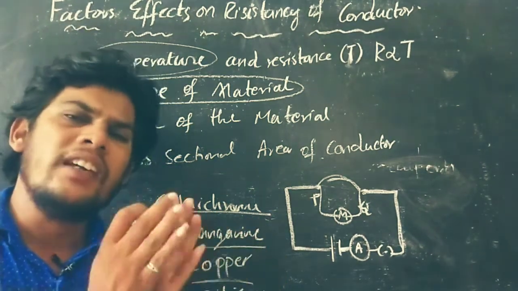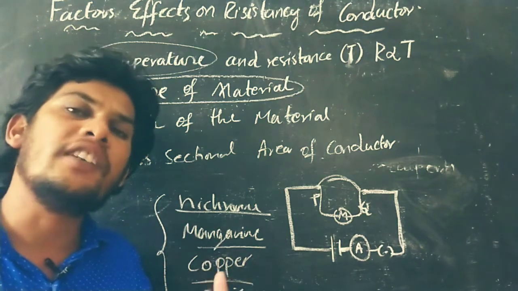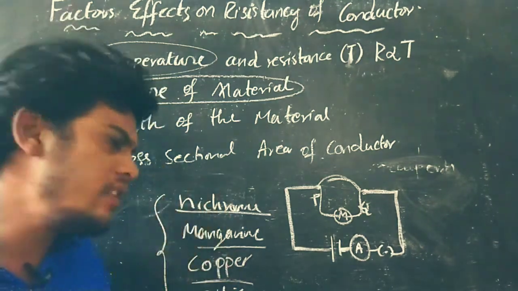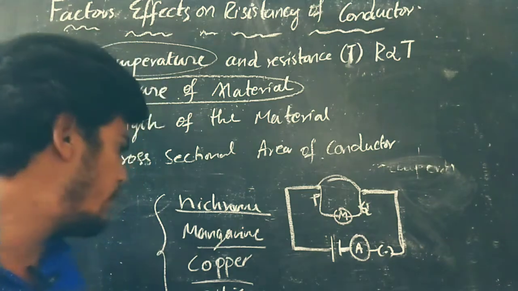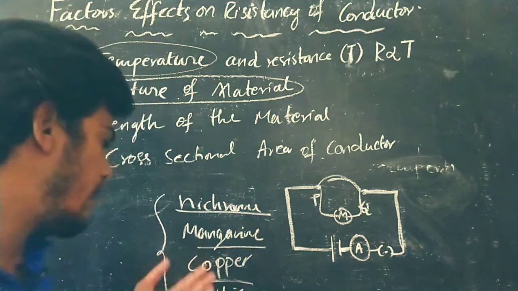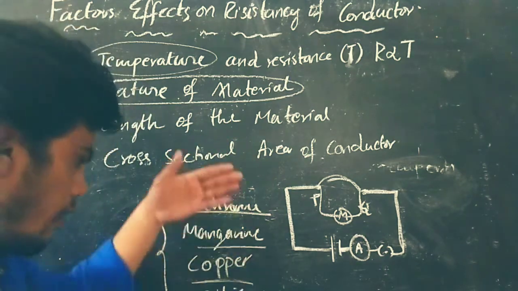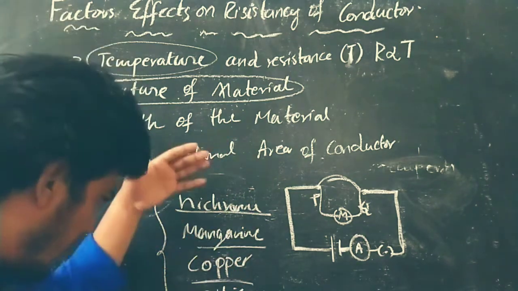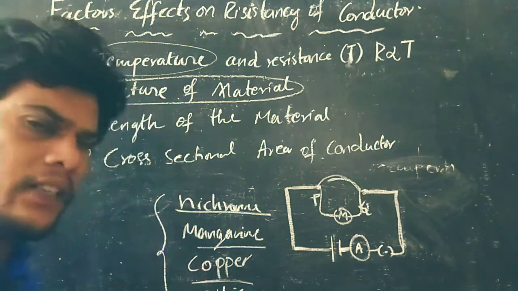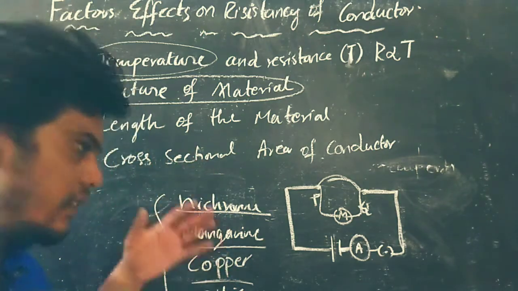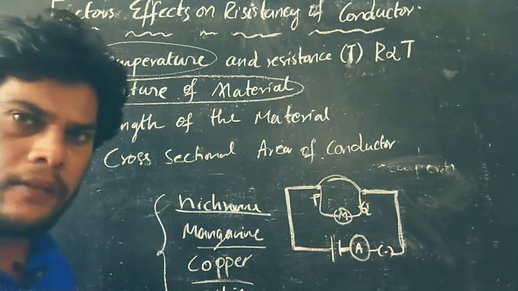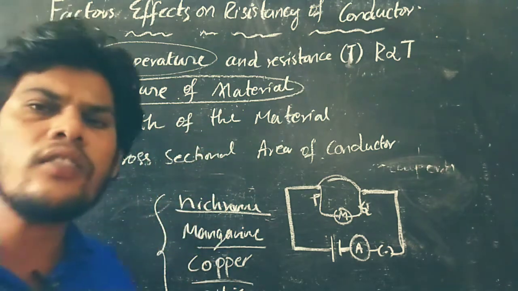So the resistance of any material depends upon its nature. The nature of nichrome is different, the nature of the manganese wire is different, the nature of the copper wire is different, the nature of the silicon wire is different. These are different materials manufactured with different characteristics, different properties, different natures. That's why the resistance value is also not the same.